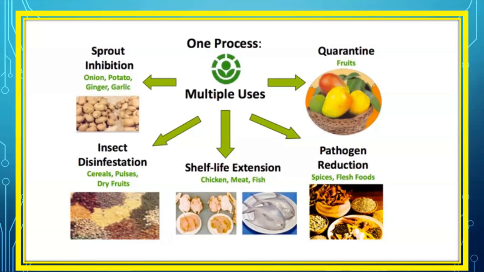Pathogen reduction. Like when we suspect that certain foods contain pathogens, usually fleshy foods, we pass them through radiation. And when we suspect foodborne illness, like this product has some harmful chemical and it will produce foodborne illness, we pass those foods through radiation and quarantine them for some time. So these are the various applications of irradiation.